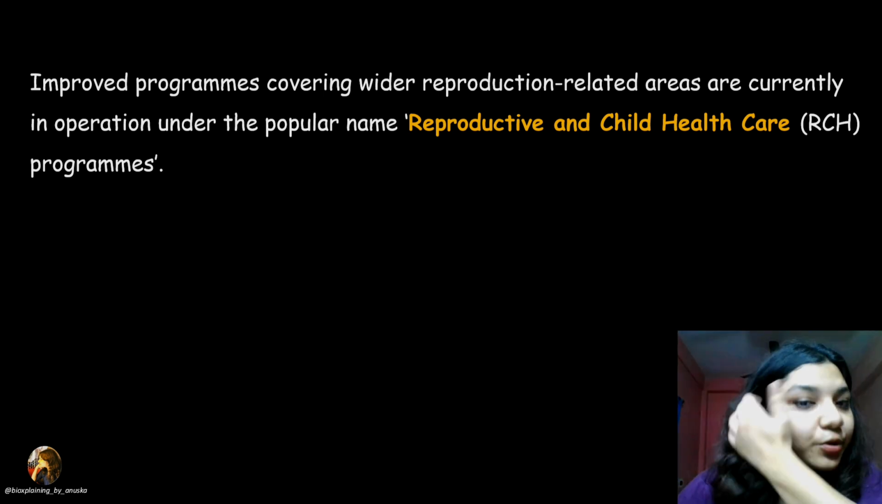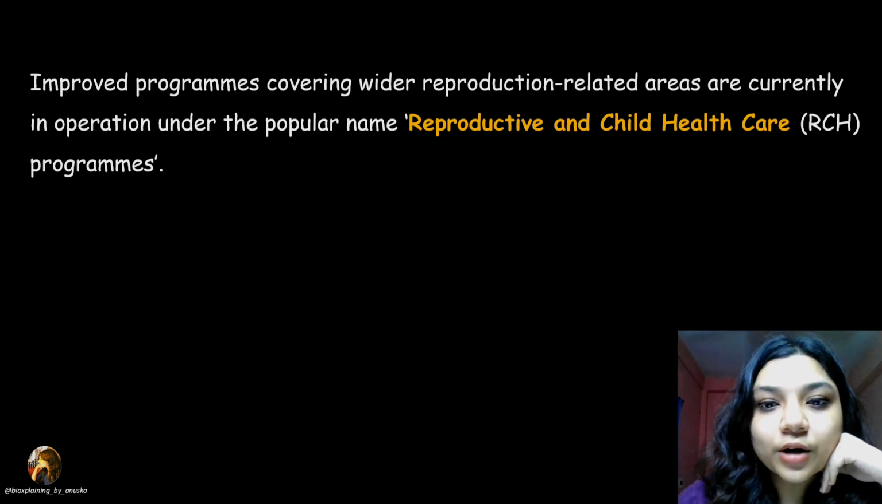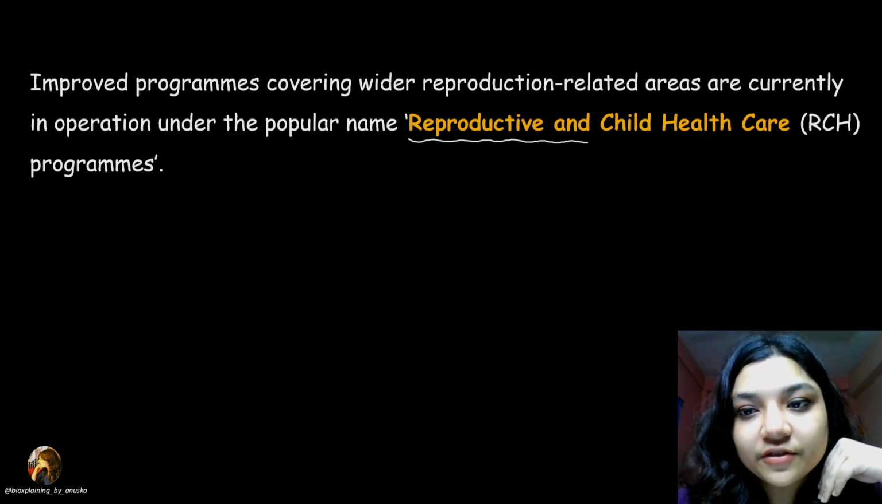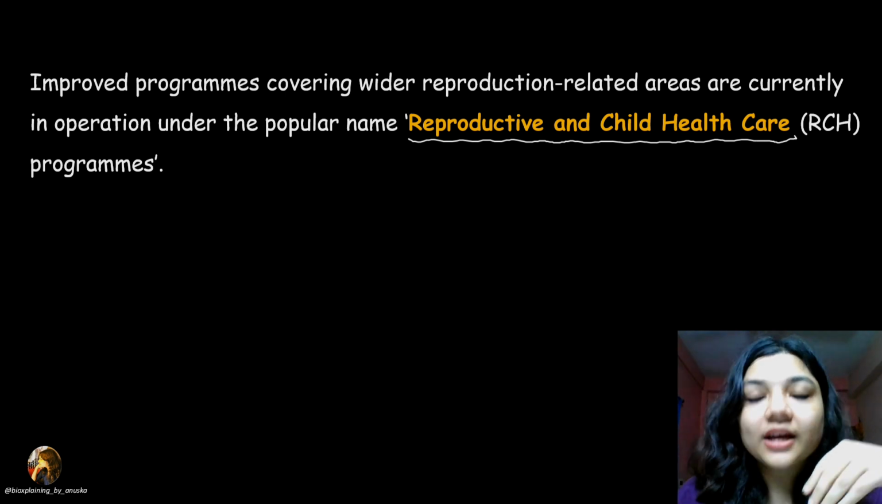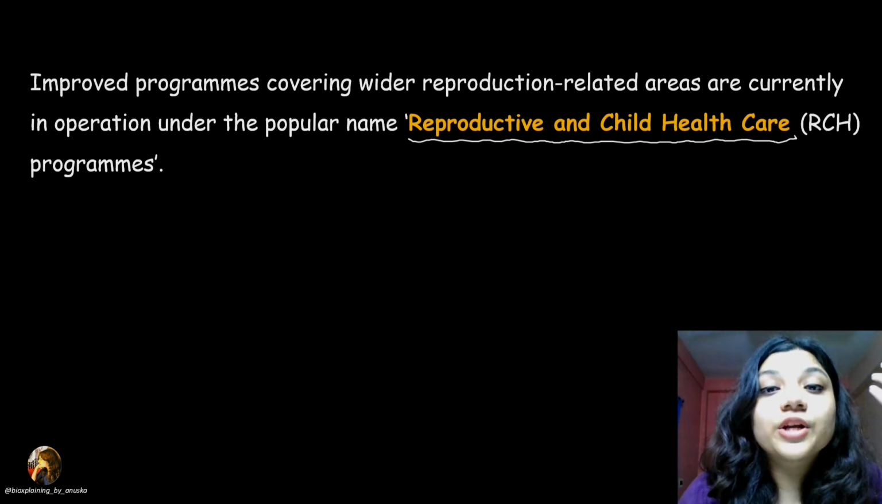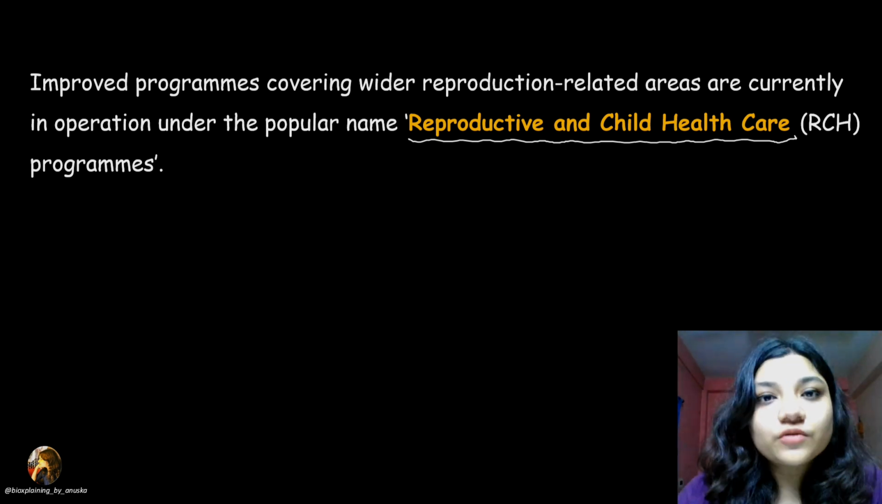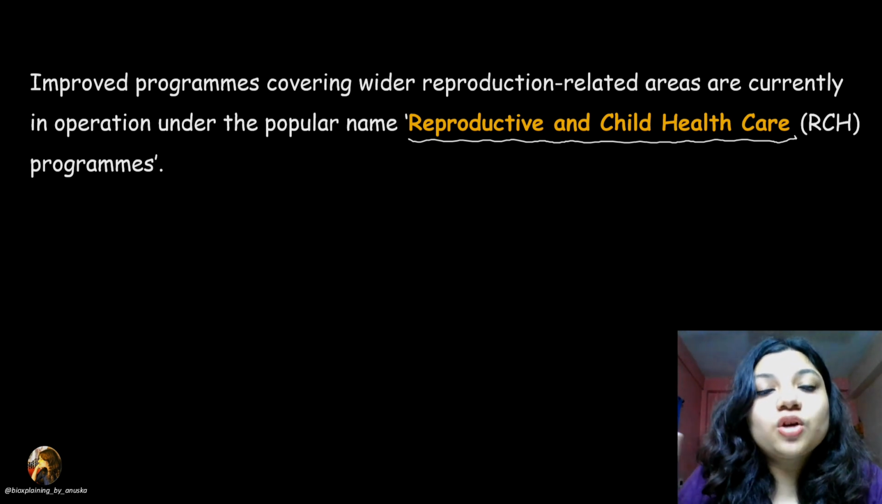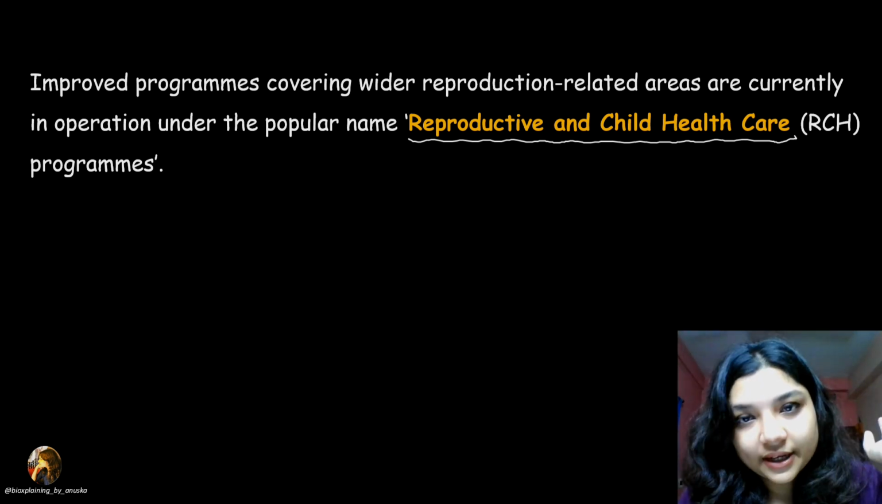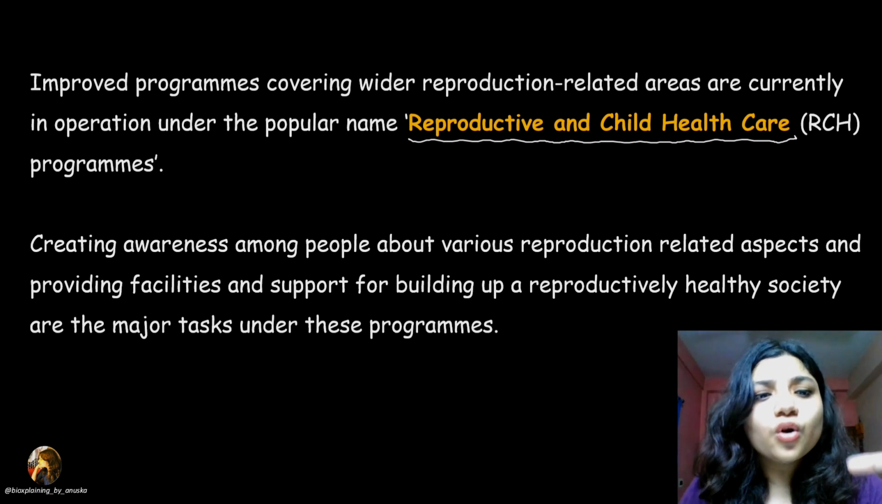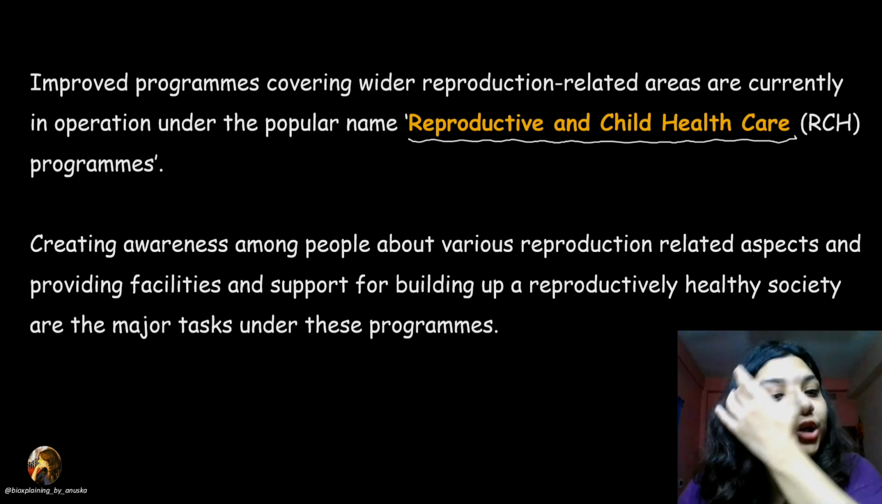So what are RCH programs? RCH programs are reproductive and child health care programs. We are not just concerned about the reproduction process, we are also concerned about, say, the health of the pregnant mother, the health of the newborn baby, and all that. Okay? So what do these programs want to do?